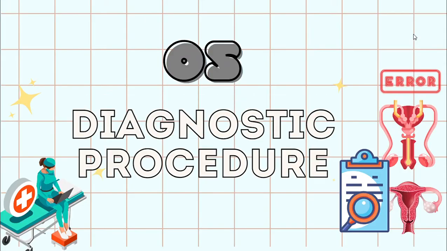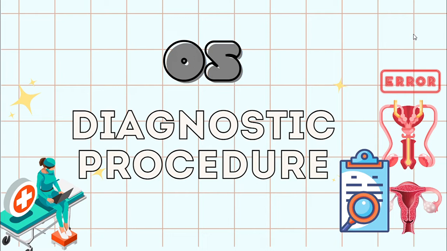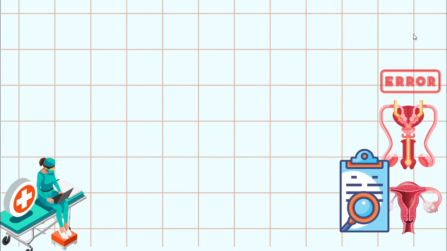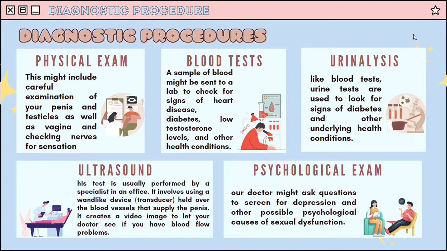Next, we have here the diagnostic procedures that are done to know if a person has this sexual dysfunction. So we have here physical exam, blood test, urinalysis, ultrasound, and psychological exam. For physical exam, this might include careful examination of the penis and testicles of the patient, as well as the vagina of our patient, and checking nerves for sensation.